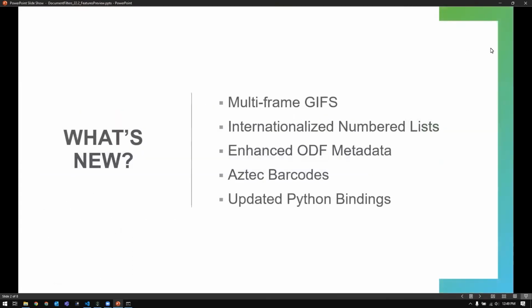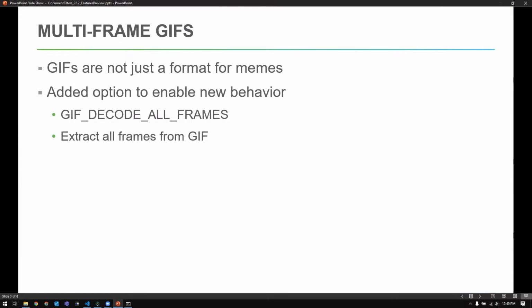Let's take a look at what's going to be new in the next Document Filters release. There's a couple of things we're looking at today. First is going to be multi-frame GIF support. Next, we're going to take a look at what we call internationalized numbered lists, some enhanced ODF metadata, Aztec barcodes, as well as updated Python bindings. So let's start with these multi-frame GIFs.